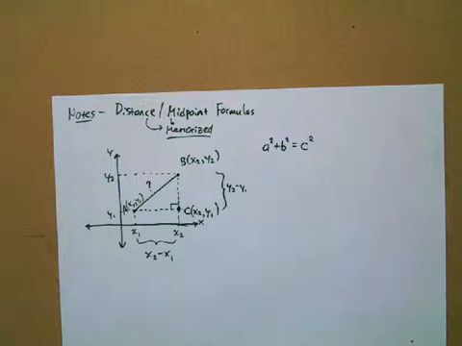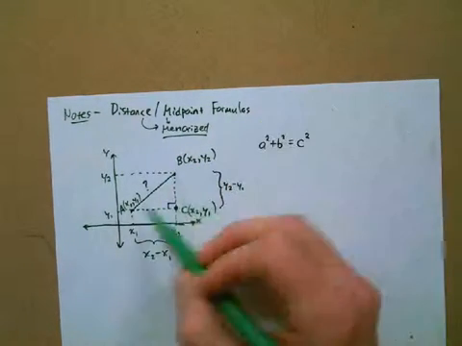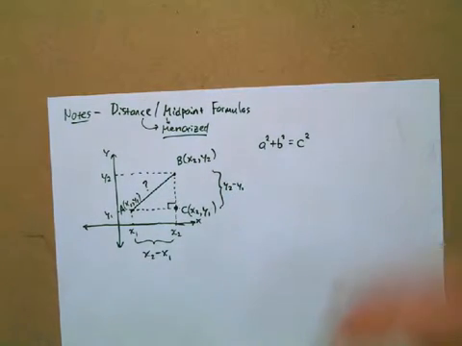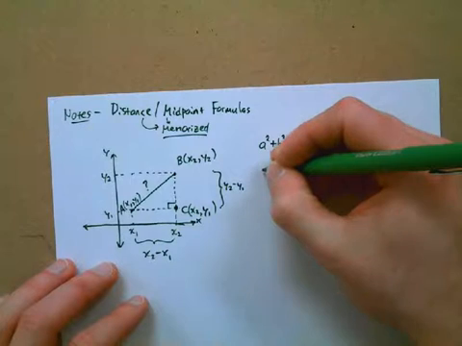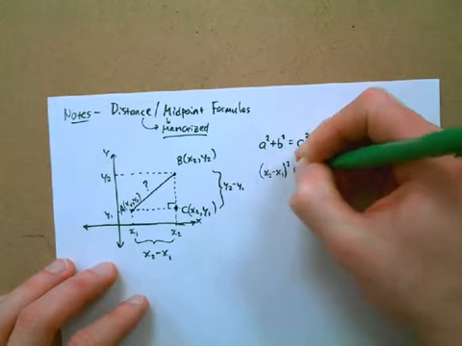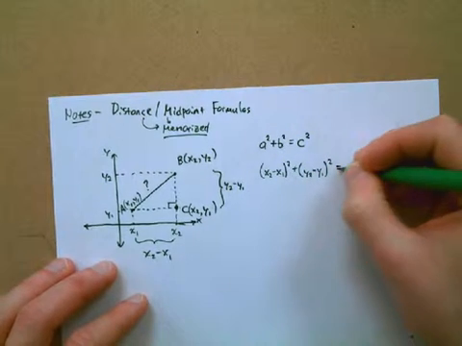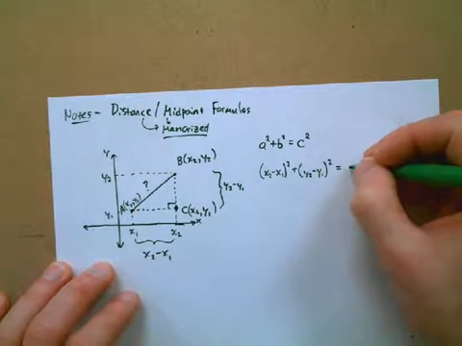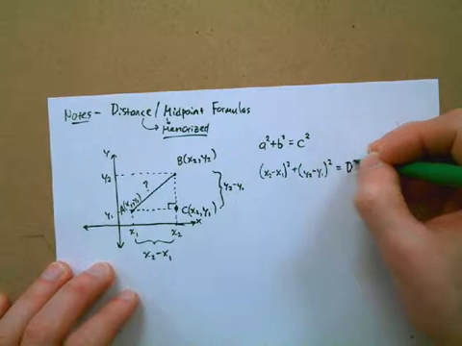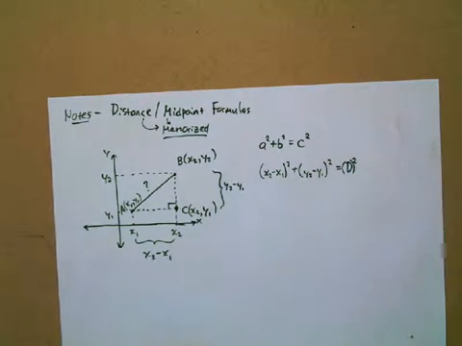to find that hypotenuse. So let's plug it in here. It's going to be x2 minus x1, quantity squared, plus y2 minus y1, quantity squared, equals our distance squared, so I'll just put that as a capital D for distance. And then, of course, we square root both sides. I'm going to flip the distance around to the other side here.